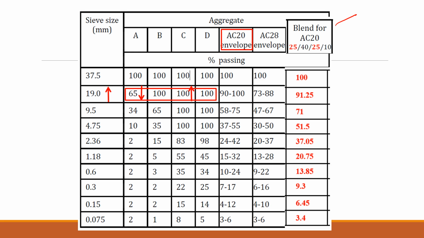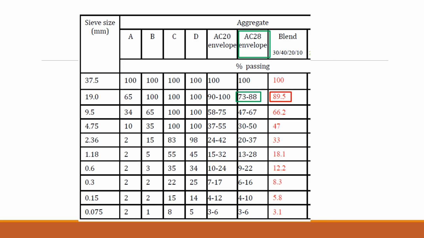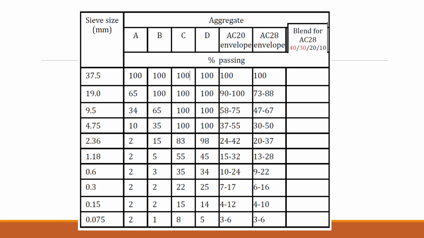Are you guys okay now? Okay. Now we are going to find something for the AC28. What do we need to do to find the AC28? Now we need to decrease this 89.5. To decrease this, we need to increase A, and we can decrease any of them, B, C or D. So what I'm going to do is increase A by maybe 10% and decrease B by 10%.